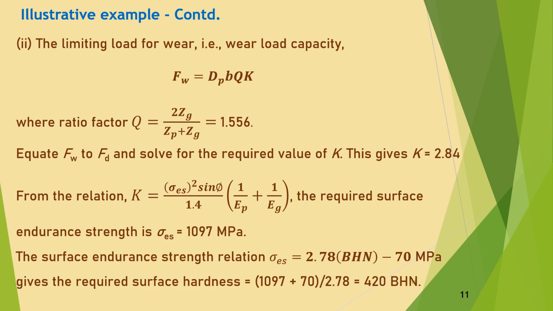From the relation of the material combination factor in terms of surface endurance strength of the material, the pressure angle and the Young's modulus, the required surface endurance strength is sigma ES equal to 1097 MPa. The surface endurance strength relation sigma ES equal to 2.78 BHN minus 70 MPa gives the required surface hardness, which comes out to be 420 BHN.